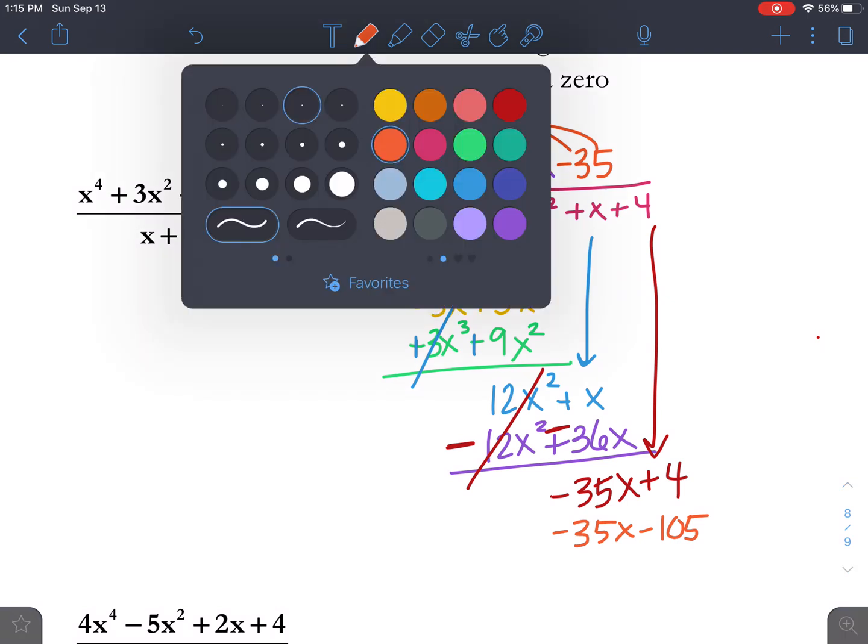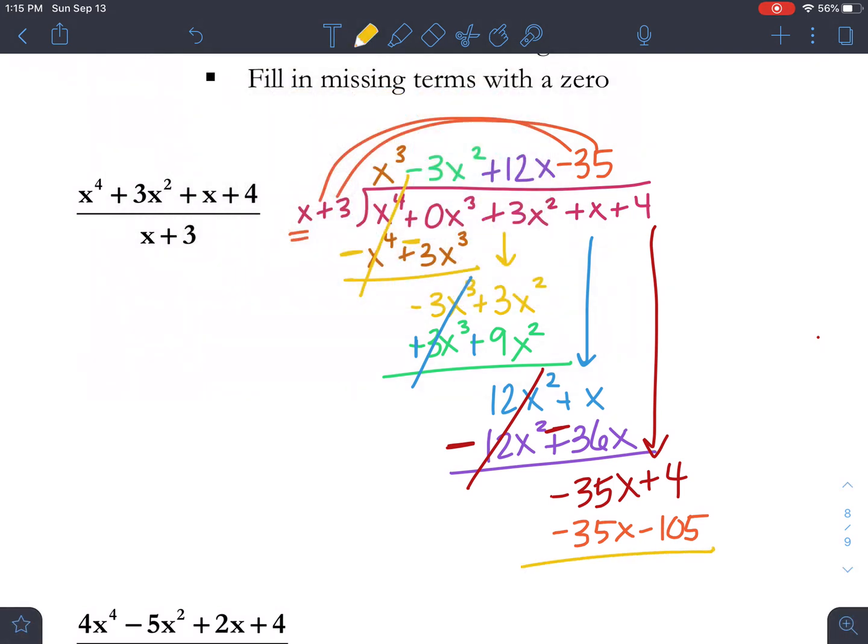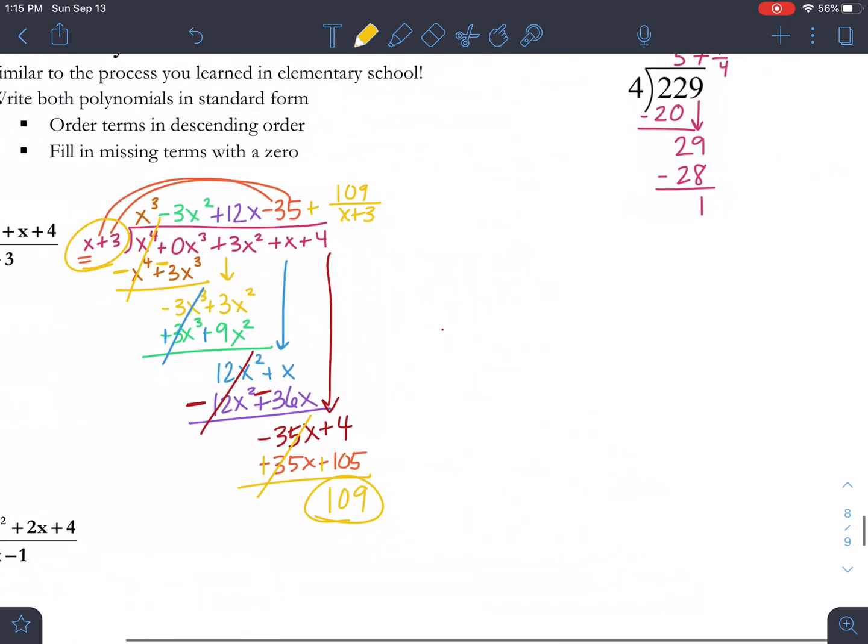Okay, we draw our little subtraction problem. We're going to be subtracting both of these. Minus negative 35 minus negative 105 cancels. I get 109. Okay, at this point, 109 times what is x? I mean, we don't have anything. This is our remainder. And remember, we take that remainder and we're going to divide it by our divisor, or x plus 3.